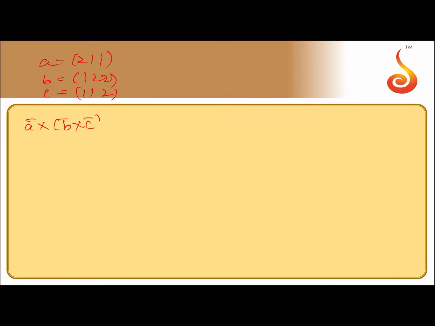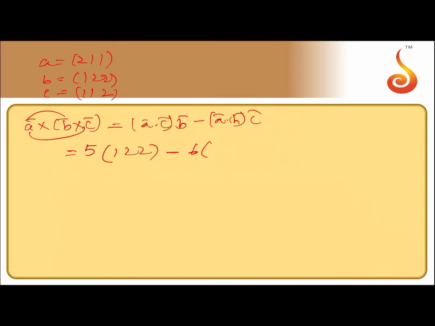So A cross B cross C is actually A dot C multiplied by B minus A dot B into C. A dot C means 2 plus 1, 3, plus 2, 5. Yes, of course, it is 5 times B vector 1, 2, 2, minus A dot B. How much will we be getting? 2 plus 2 plus 2, I think we'll be getting 6 times C vector 1, 1, 2.